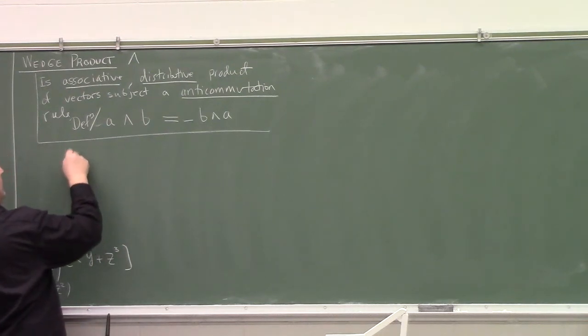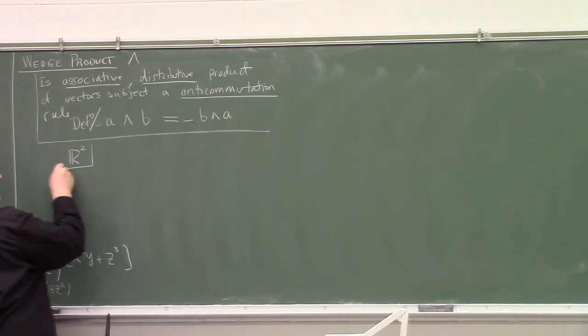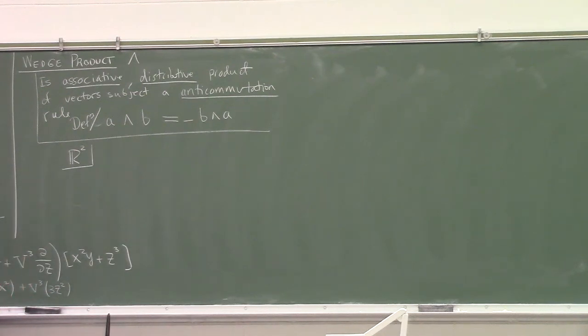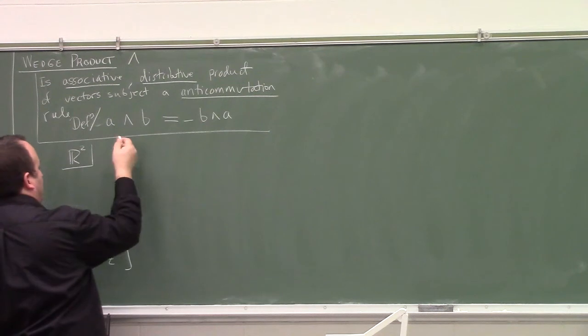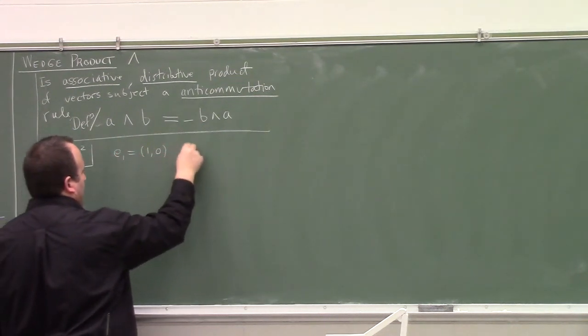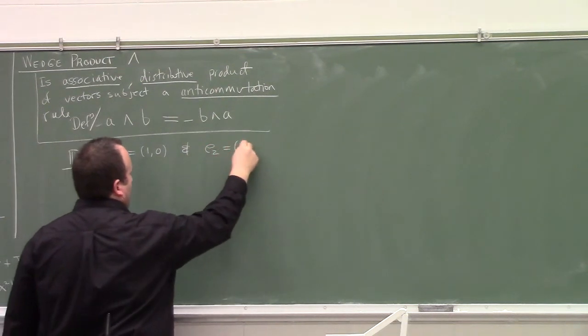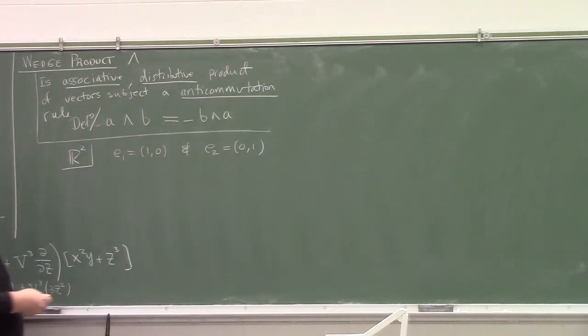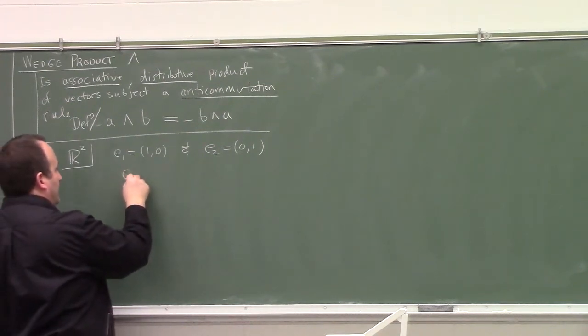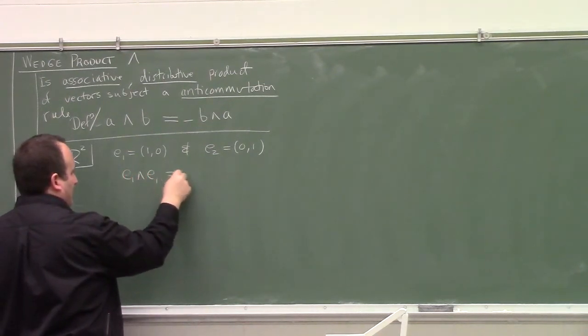Let's see here. R2. What can we do with wedge products in R2? What's the basis for R2? It's E1 and E2, right? So what's E1 wedge E1 equal to?